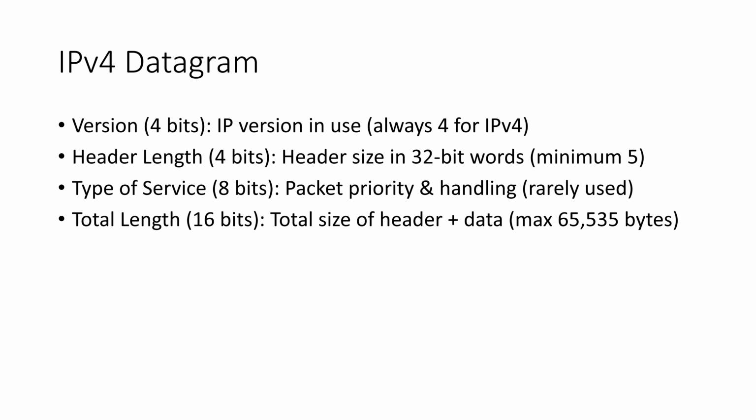Type of service suggests how the datagram should be handled in terms of priority and quality, allowing differentiated services like minimizing delay or maximizing reliability, and it's rarely used nowadays. Total length indicates the complete size of the datagram, including the header and the data, and the maximum possible value for this is 65,535 bytes, though most networks enforce lower limits, which are called MTUs, which we'll discuss in fragmentation.